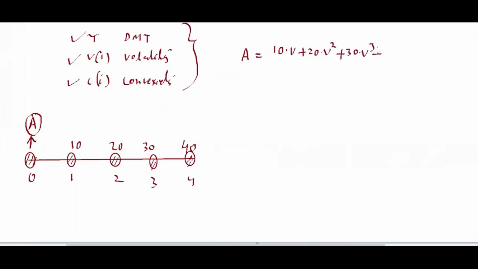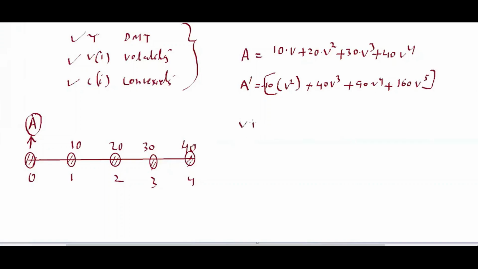You can find A dash. Okay. Immediately I can write 10 into V, minus will come everywhere, right? So V square, this is 40. You take minus common. 40 V power 3 plus 90 V power 4 plus 160 V power 5.